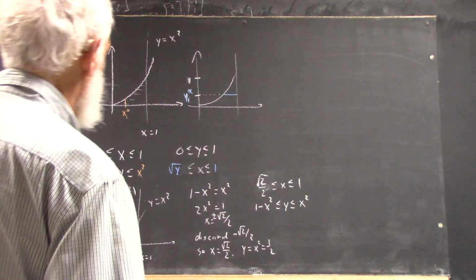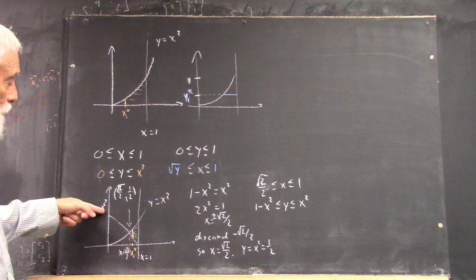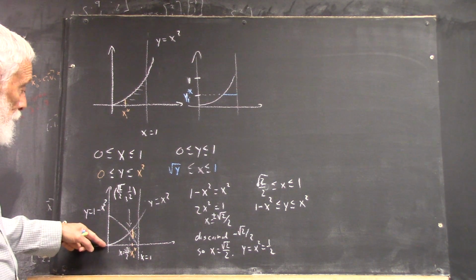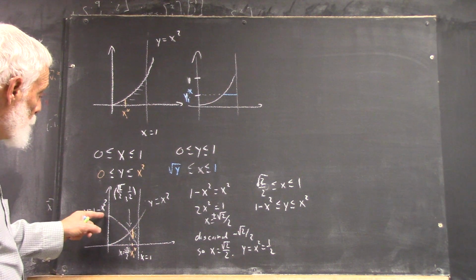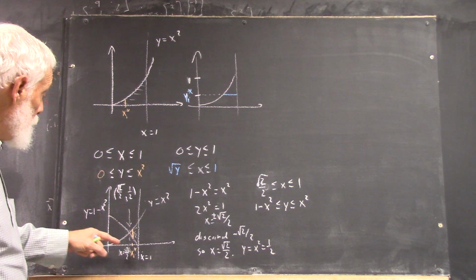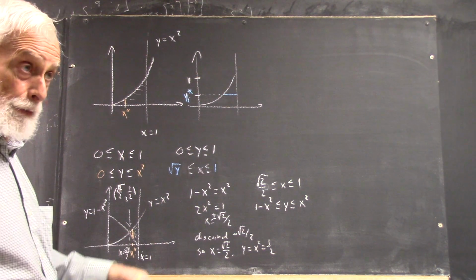Okay, now we wanted y to go from 0 to 1, but there's a problem because from here to here, the limits are from the 1 minus x squared function over to 1, and from here to here, the limits are from the x squared function over to 1. So we have to split the region.